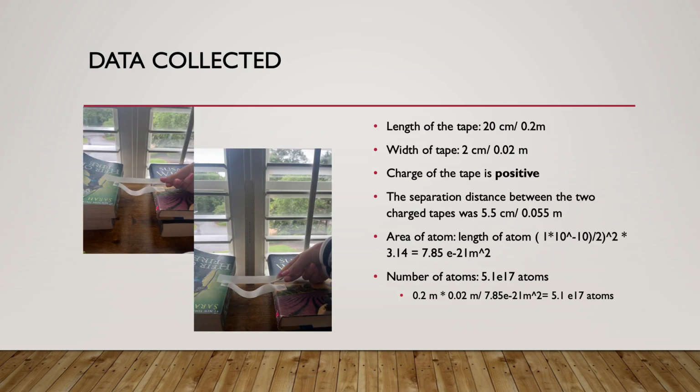So with those steps stated, we collected our data, with the length and the width of the tape set at 20 centimeters and 2 centimeters, respectively. The charge of the tape was positive because we took a negatively charged plastic eraser that I rubbed on my clothes, and the tape was attracted to the eraser, which meant that the tape is positive. The separation between the two charged tapes was 0.055 meters. And then I calculated the area of the atom by using the formula, and my work is on the next slide, and then I calculated the number of atoms as well.